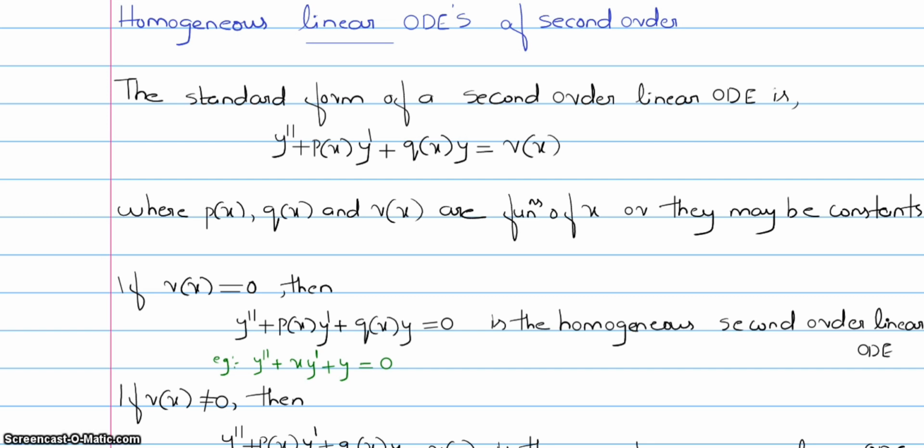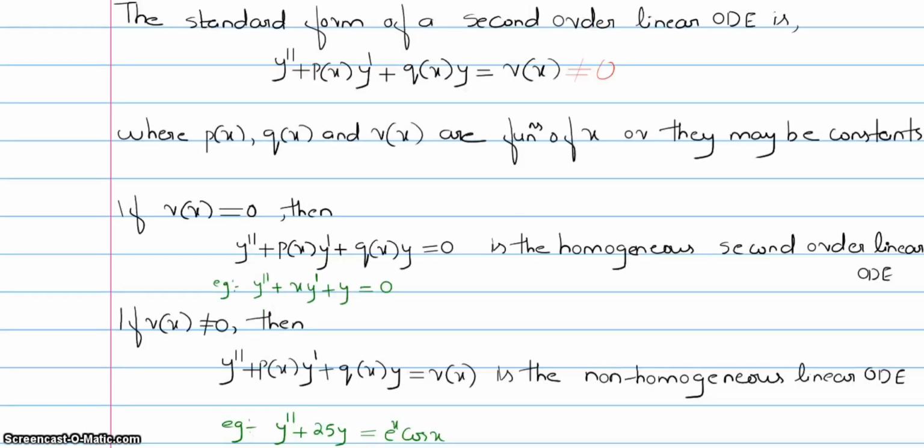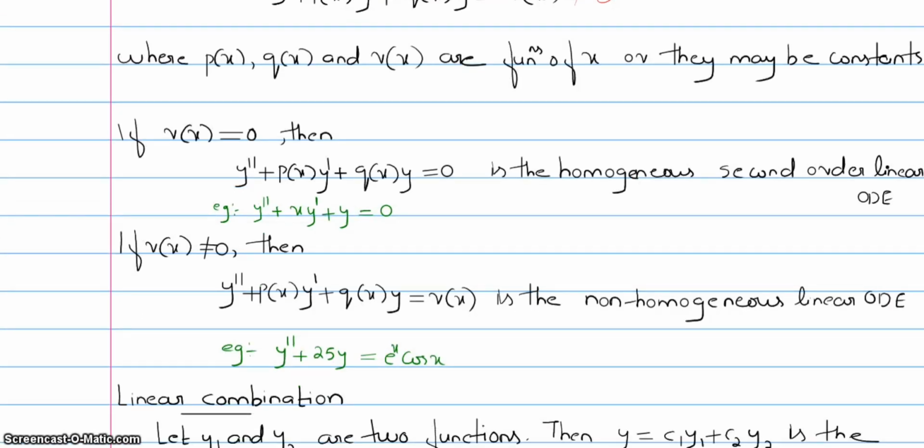And if r of x equal to 0, then this equation is named as a homogeneous second order linear differential equation. Okay. And if r of x is non-zero, this equation is a non-homogeneous linear ordinary differential equation. y double dash plus x into y dash plus y equal to 0 is an example for a homogeneous second order linear ordinary differential equation. And y double dash plus 25y equal to e raised to x into cos x is an example for the non-homogeneous linear ordinary differential equation.